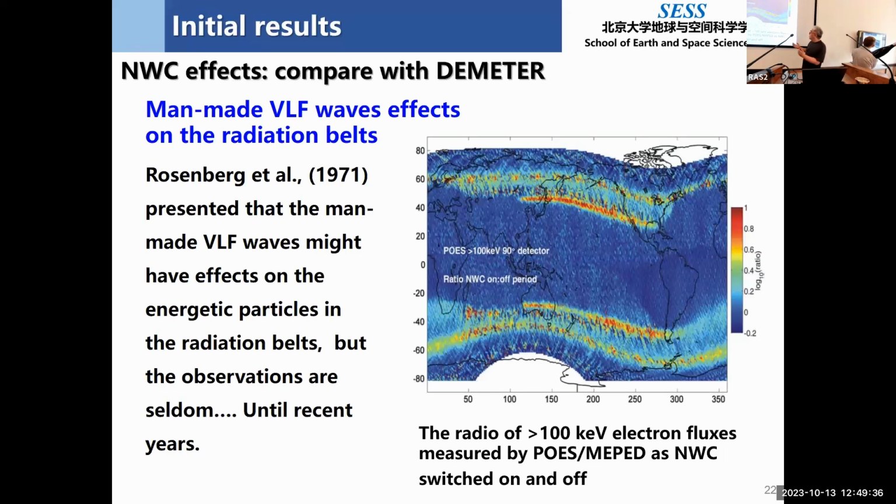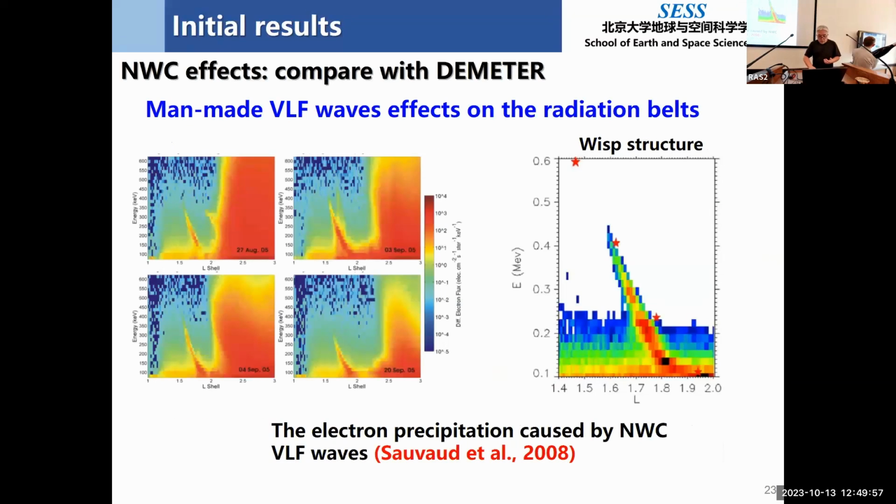It's a ratio of the 100 keV electron flux measured as NWC switches on and off. So we can say if they switch on, the flux will be increased. And Dimitri also found this sweep structure, which separates the electrons precipitated by the NWC waves.